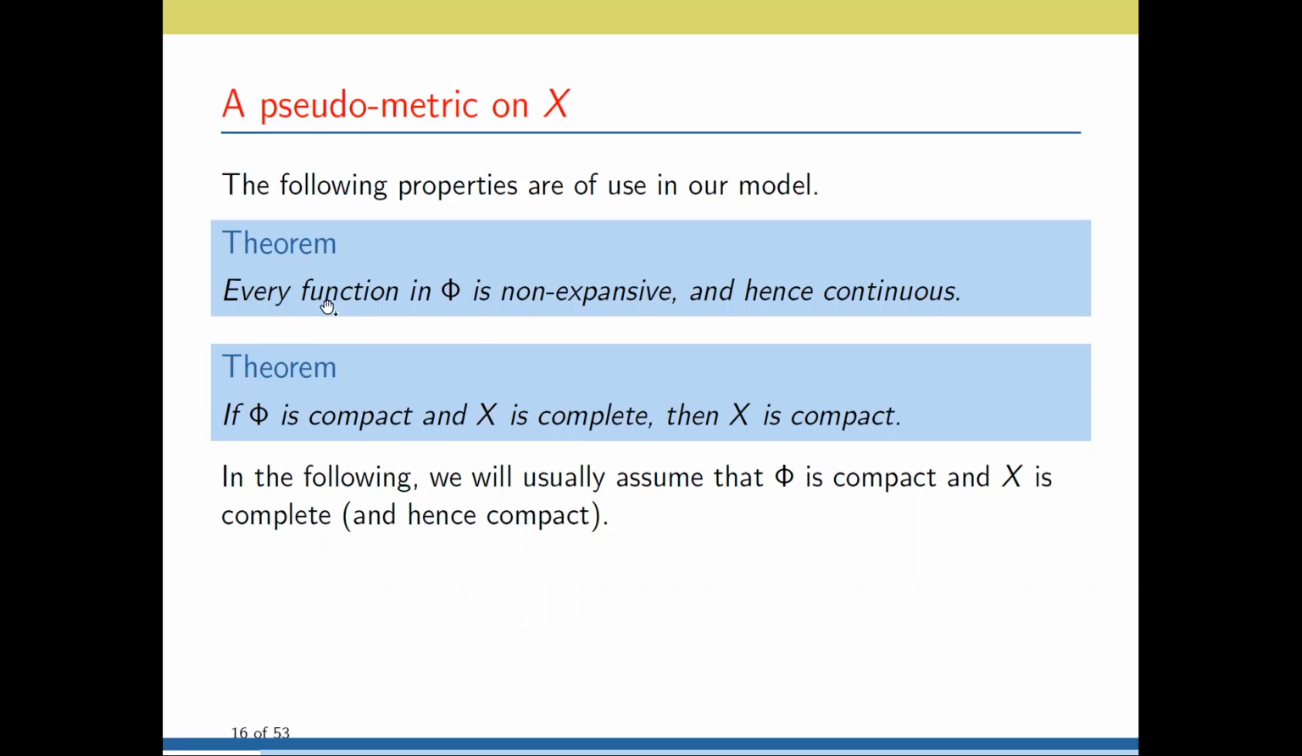Another theorem states that if capital Phi is compact and X is complete, then X is compact. Please consider that we can always make X complete. So if the set of data is compact, then we can always assume that with respect to our topology, the domain of the data of a function is always compact. In the following, we usually assume that our set of data is compact and X is complete and dense compact.